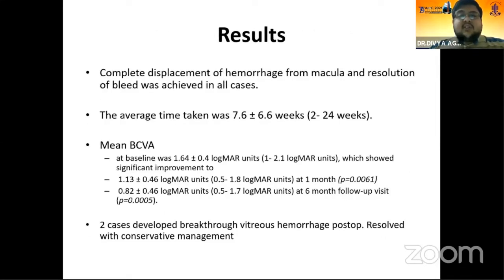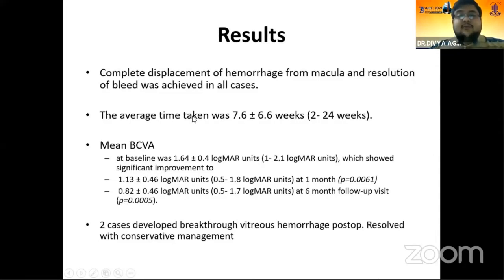So at the end of 6 months, we could assess that complete displacement of hemorrhage from the macula and resolution of bleed was achieved in all the cases, and there was a significant improvement of BCVA. At baseline, BCVA was around finger counting or hand movement close to face, which turns out to be 1.64 logMAR units, and at the end of 6 months it improved to 0.82 logMAR units, which is around 6/24, and the p value is significant at all intervals.